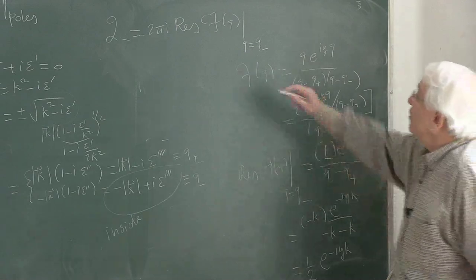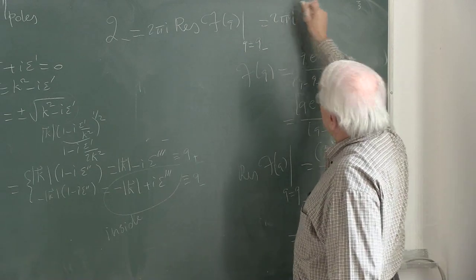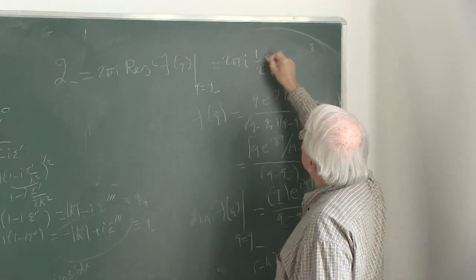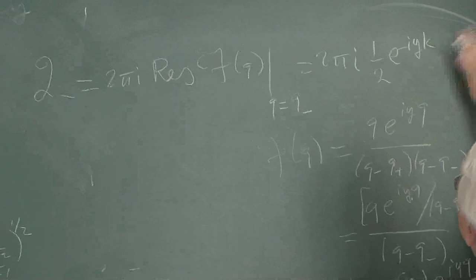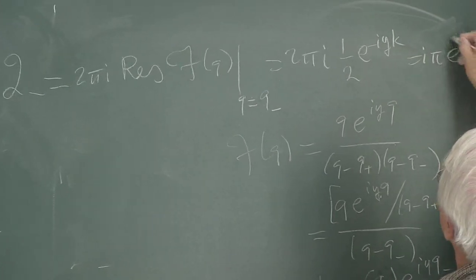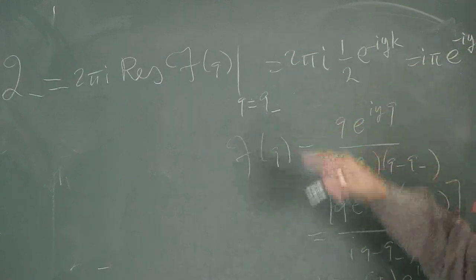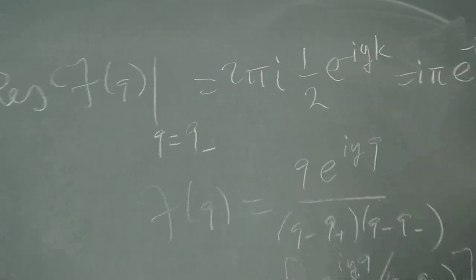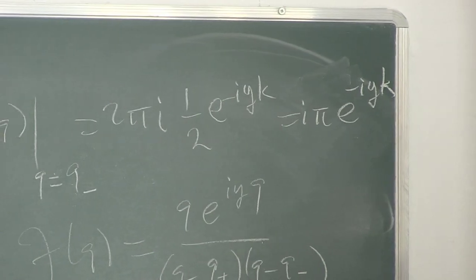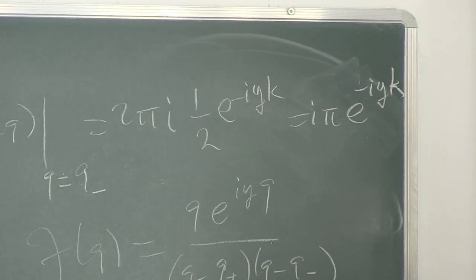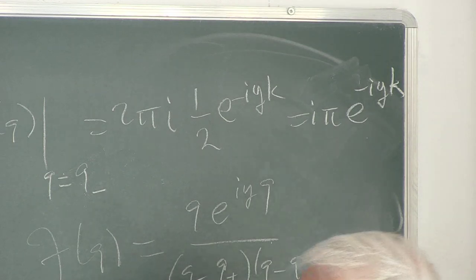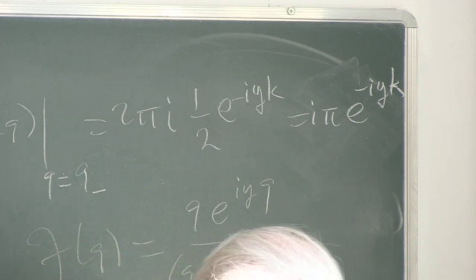So my integral then is 2 pi i times one half e to the minus i y k, which is i pi e to the minus i y k. This is my I minus. Okay, I minus is this expression. Now, next I have to compute the I plus. Let me see whether I can do it on that picture. Well, perhaps I shouldn't, as it has been taken to the movie, so I have to do it cleanly somewhere. Otherwise, I would have done it on the same, changing the signs and everything. So I'll do it cleanly.